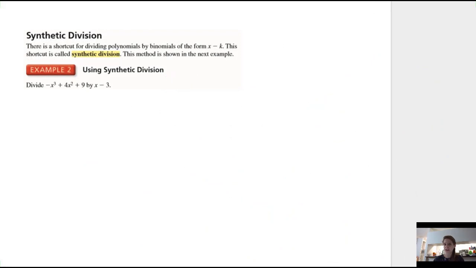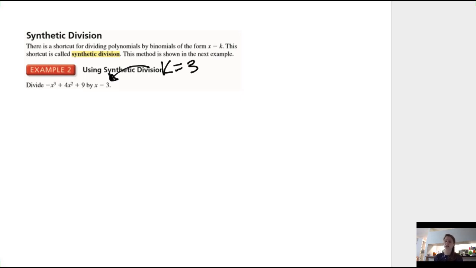There is a shortcut for dividing polynomials by binomials of the form x minus k. This shortcut is called synthetic division. The method is shown in the next example. Here we're dividing a cubic polynomial by a linear binomial, and this linear binomial is in the form x minus k, where k is positive 3.